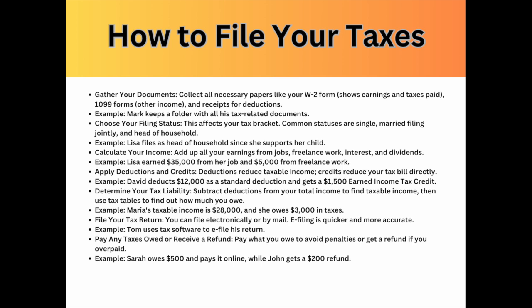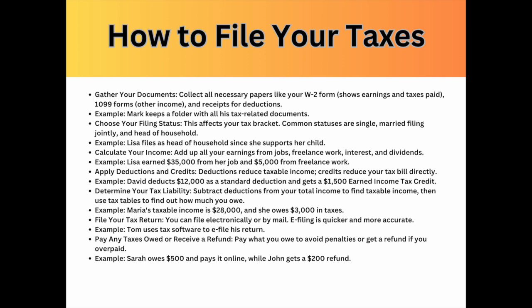So your filing status affects what your tax bracket would be. The third thing you want to do is calculate all your income. You want to add up all your earnings from jobs, freelance work, interest, and dividends. For example, Lisa earns $35,000 from her job and $5,000 from freelance work. This means that you will combine these incomes all together to get your total income.